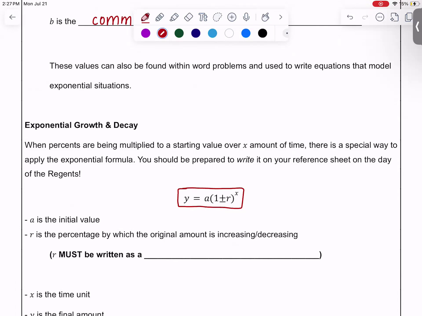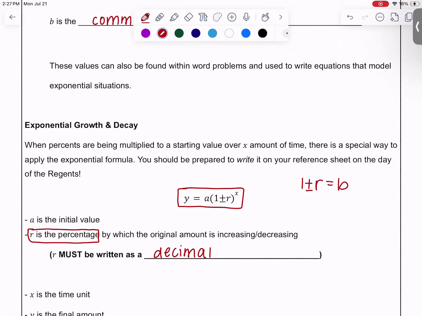A is the initial value, as always, as for any exponential formula. R is the percentage by which the original amount is increasing or decreasing. Let's box that. R is the percentage. B is the common factor. B is the number we multiply by. But here, B is split up as 1 plus or minus R. R is the percentage. R must be written as a decimal. Write it on the side here. 1 plus or minus R equals B.